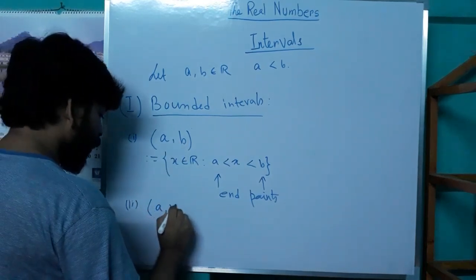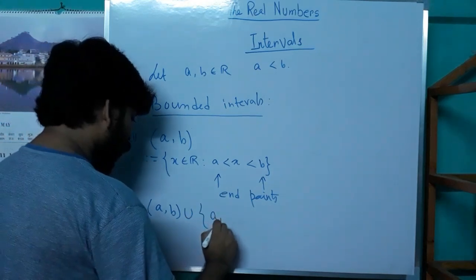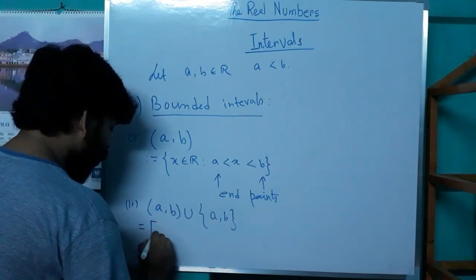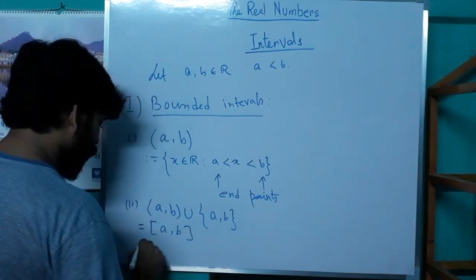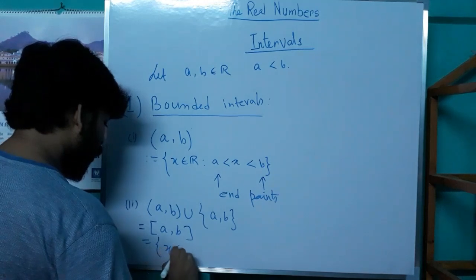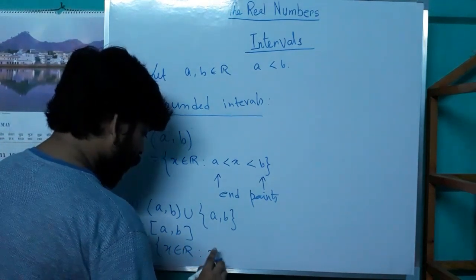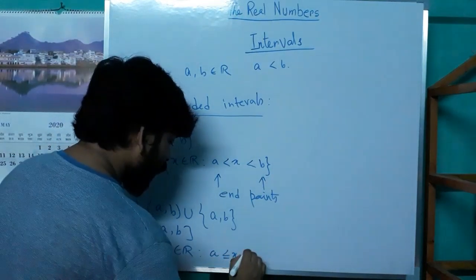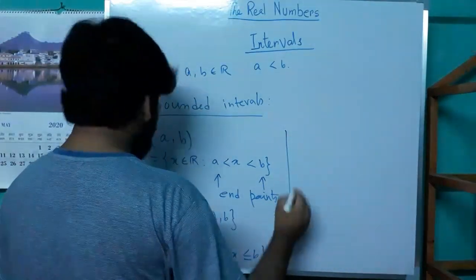that is, we include the endpoints, then that set is called the closed interval. So this is the set of all real numbers x such that a less than or equal to x less than or equal to b.